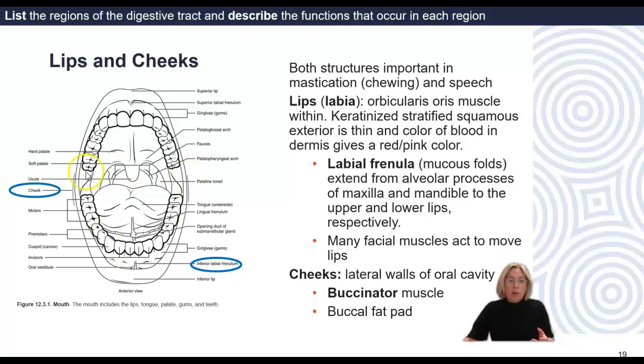The cheeks form the lateral walls of the oral cavity, and they contain this buccinator muscle which flattens the cheek against the teeth. There's also a buccal fat pad, and that gives that rounded profile on the side of the face. So the lips and the cheeks then help to move food in the mouth while your teeth grind that food. And they also help to form words, as you can see me doing right now.